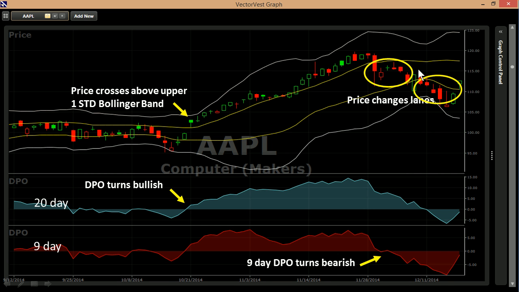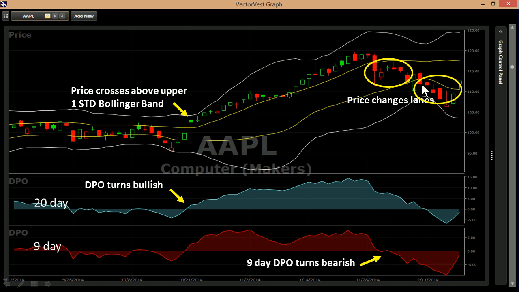And if you hadn't gotten out of the stock yet, either when price crosses into the middle lane, or the 9-day DPO turns bearish, or maybe just a 10% trailing stop. These are just some suggestions, folks, on when to exit the position. A 10% trailing stop, I think, works just fine, and you're going to see that in a little bit.